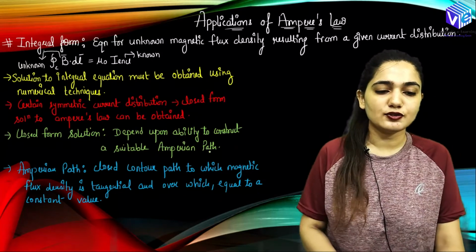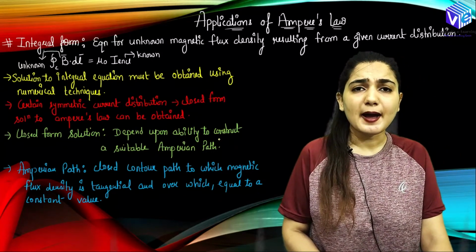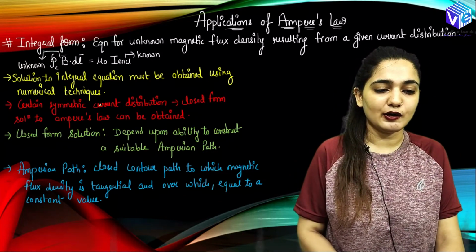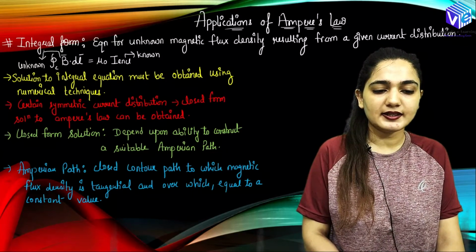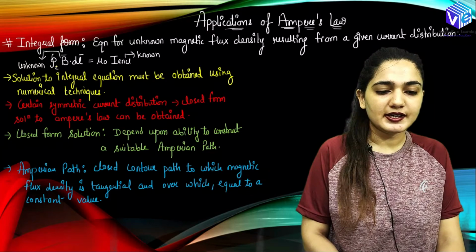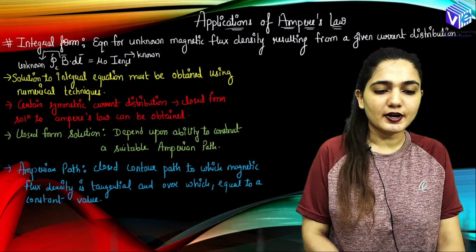So now coming to the applications. What are the applications of Ampere's circuital law? We will see the integral form; we have already seen the integral form. According to the integral form, the integration over C of B dot dl is equal to mu naught I enclosed.